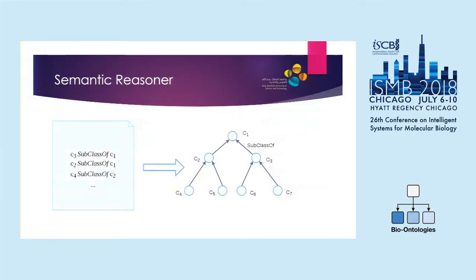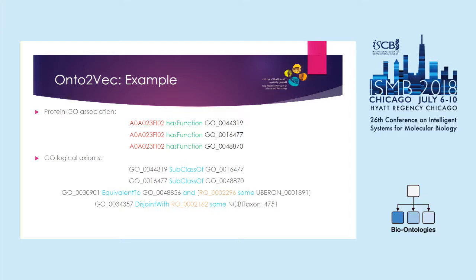Now let's go back to what the reasoner does. The reasoner is used to infer new axioms which correctly describe the ontology, but which have not been included in the original set of axioms. As an example, if we know that C2 is a subclass of C1 and C4 is a subclass of C2, then we can safely infer that C4 is a subclass of C1. This is a correct axiom, even though it was not included in the original set of axioms of the ontology.